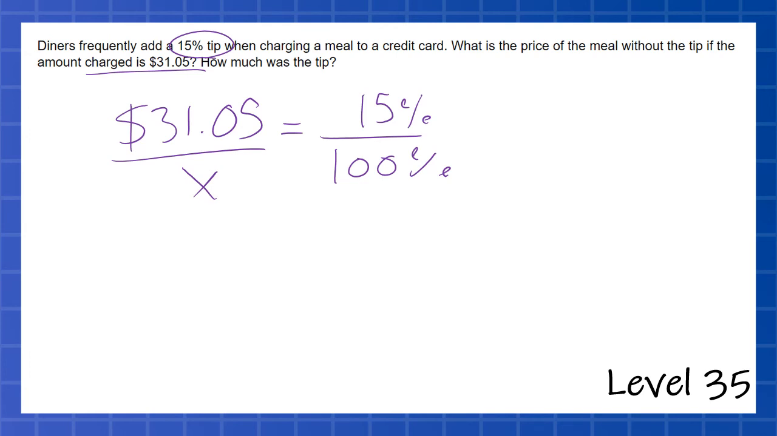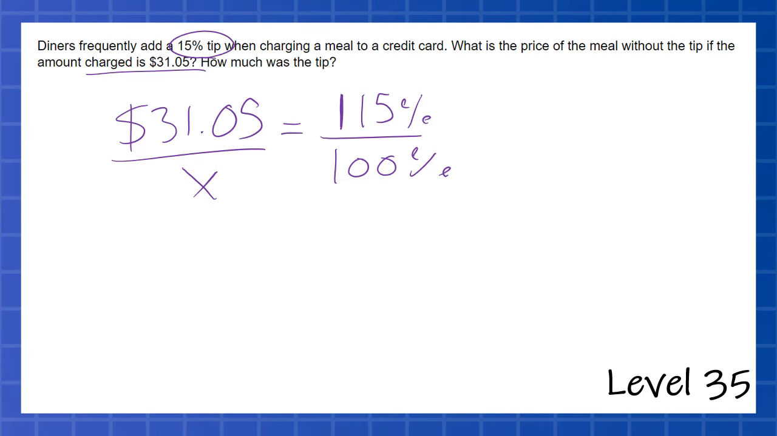And that's not true, okay? So what are we missing? We're missing the fact that $31.05 is not just the tip. It's not just the percent of the tip. It's also the whole meal. So we need to put that $31.05 equal to 115%.